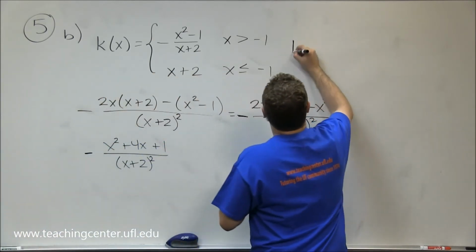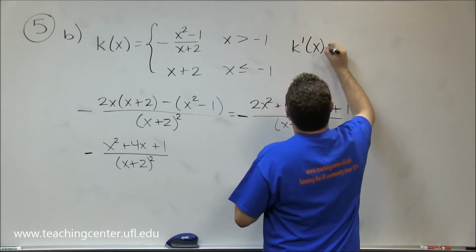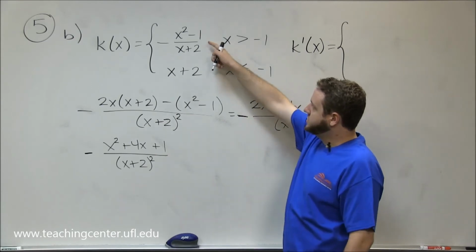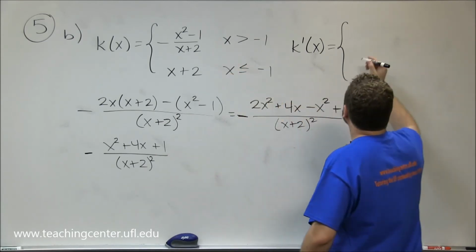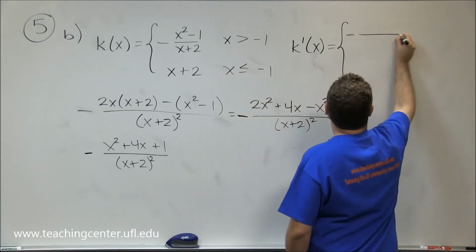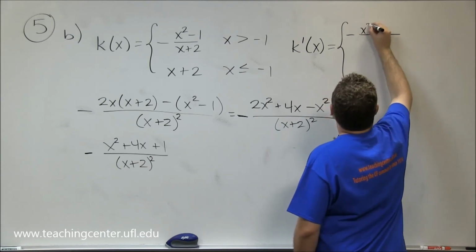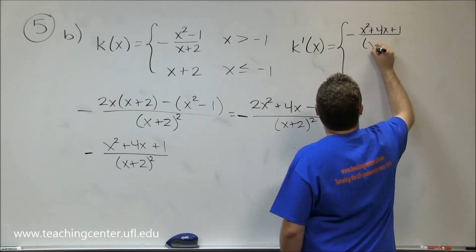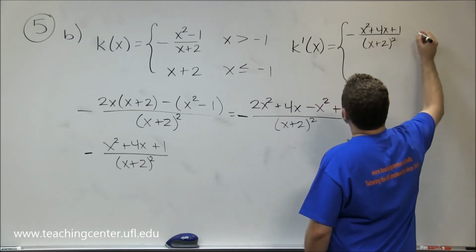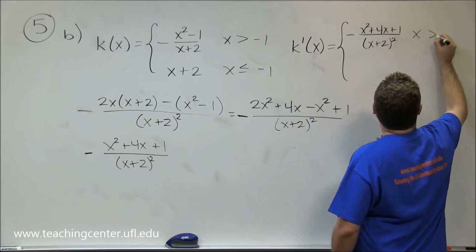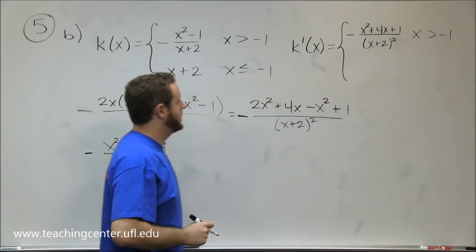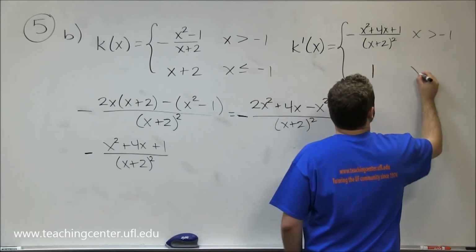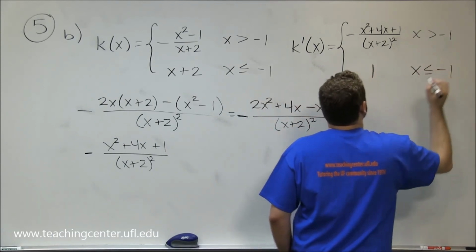So we can write our k prime function now as another piecewise function, where the derivative of the top piece is right here, so we'll write that. The derivative is negative x squared plus 4x plus 1 all over x plus 2 squared, if x is greater than -1. And our derivative is just 1 if x is less than or equal to -1.